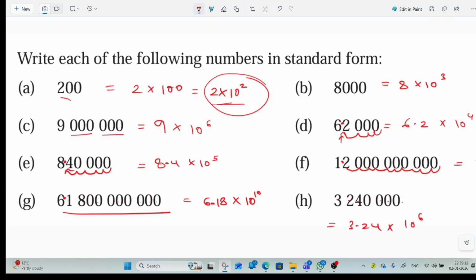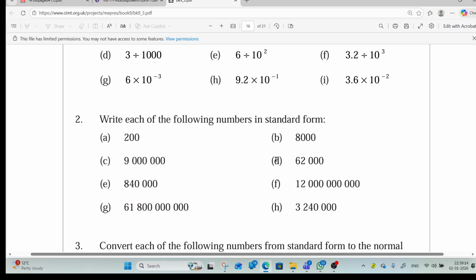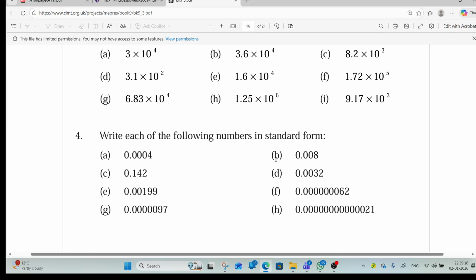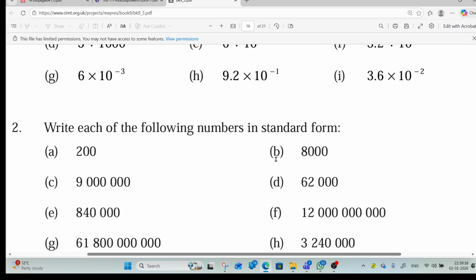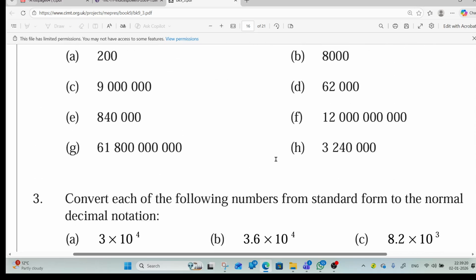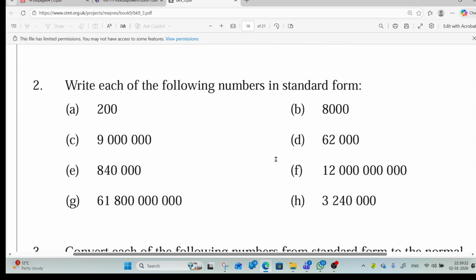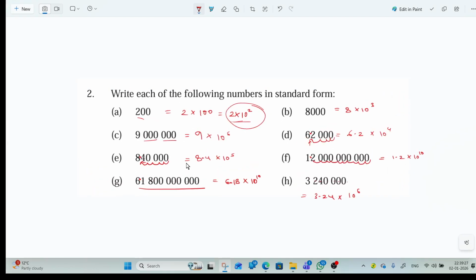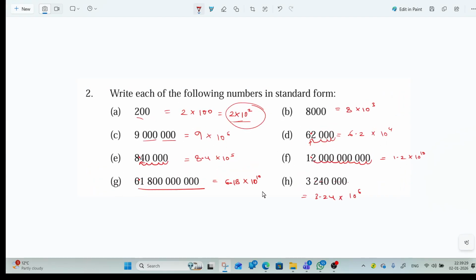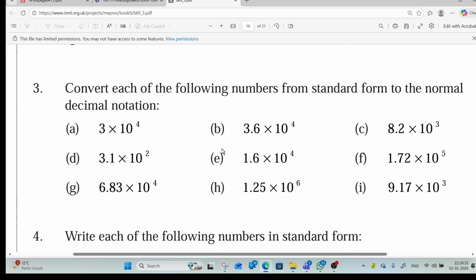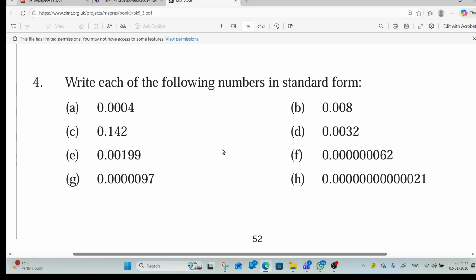So these were bigger numbers, all these were, right? For bigger numbers, in all of these questions we multiplied by 10 to the power 6, 5, 10, and the power is positive, right? All these powers are positive. Now let's see what we do for smaller numbers.